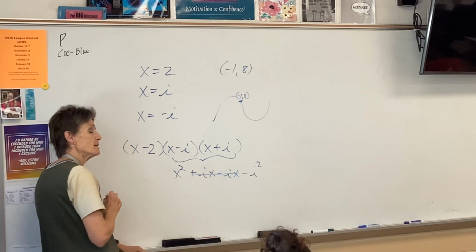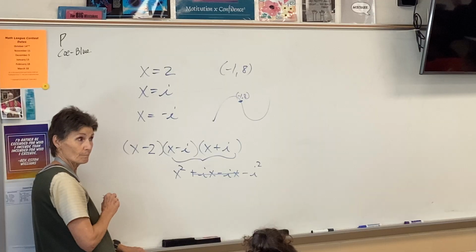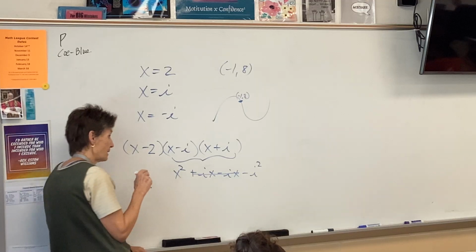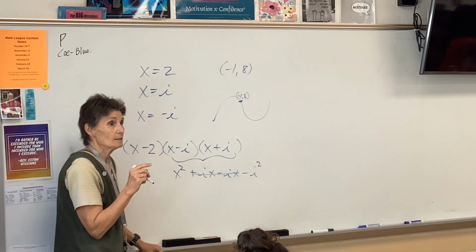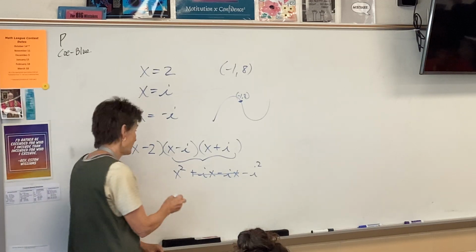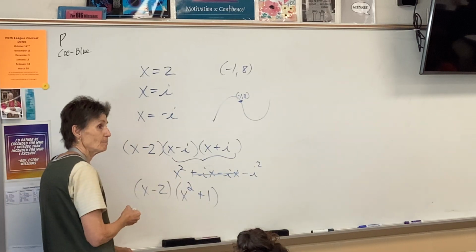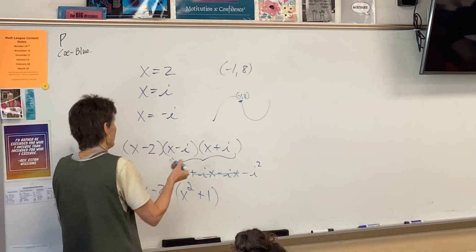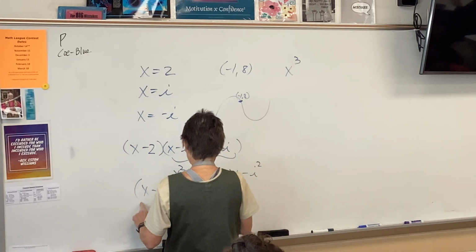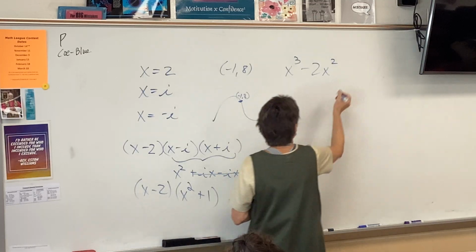And what about negative i squared? I heard -1, I heard 1. It's 1, because i squared is -1, so a negative i squared would be +1. And then we're going to multiply that by x minus 2. We're going to end up with x cubed minus 2x squared plus x minus 2.